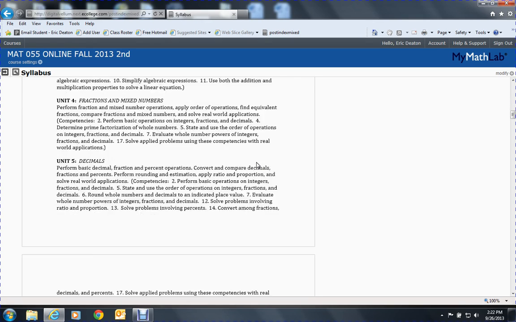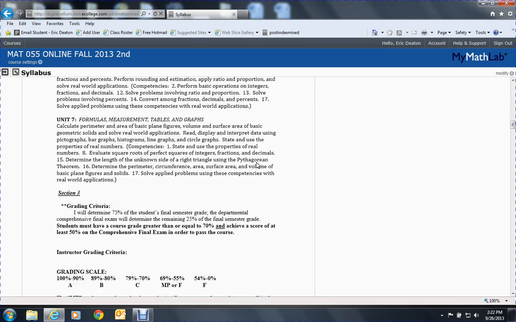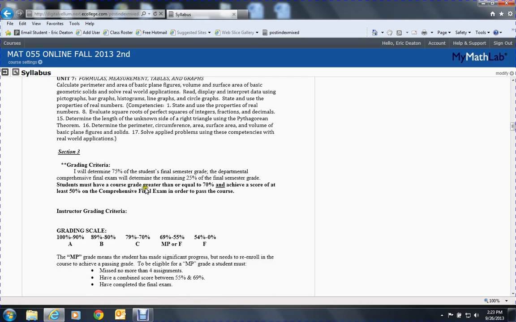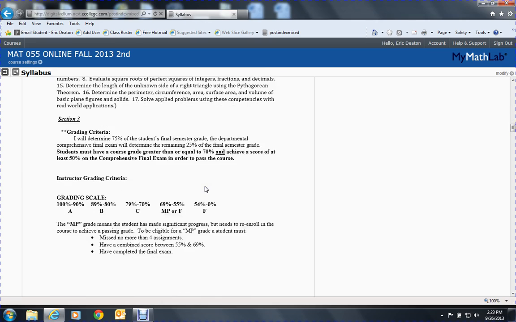This class does have 7 units. You can read those for yourself. The 7 units make up 75% of the class grade. The remaining 25% is from the departmental comprehensive final exam. In order to pass this class, 2 things must happen. You must make at least 50% of the final exam and have an overall class average of 70%. That class average does include the comprehensive final exam, which means just because you make a 50% of the final exam doesn't mean you pass the class. That just means that the final exam grade is included. If you don't make the 50%, you cannot pass the class.